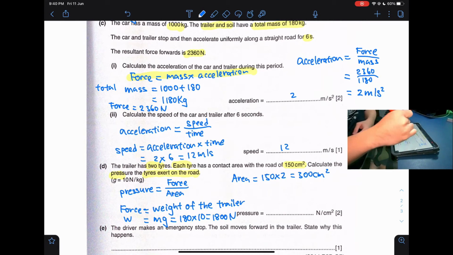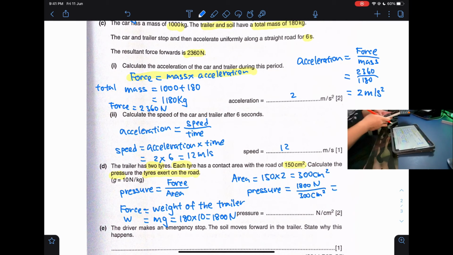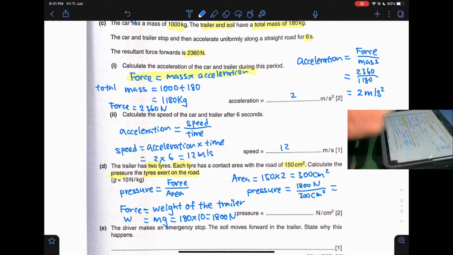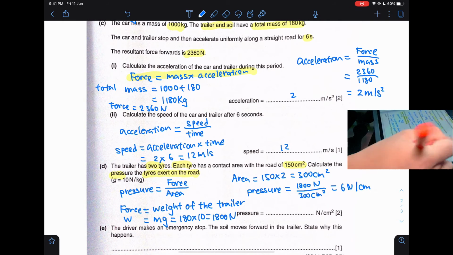To complete this question, we need to substitute these values back into the equation of pressure equals force over area. So it's 1800 newtons over 300 centimeters squared, which will give us 6 newtons per centimeter squared.